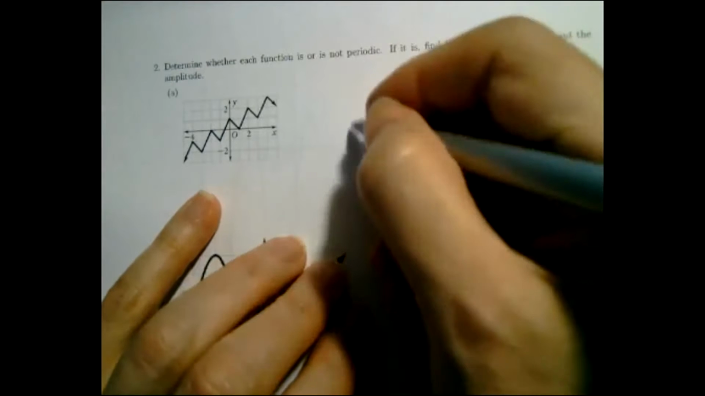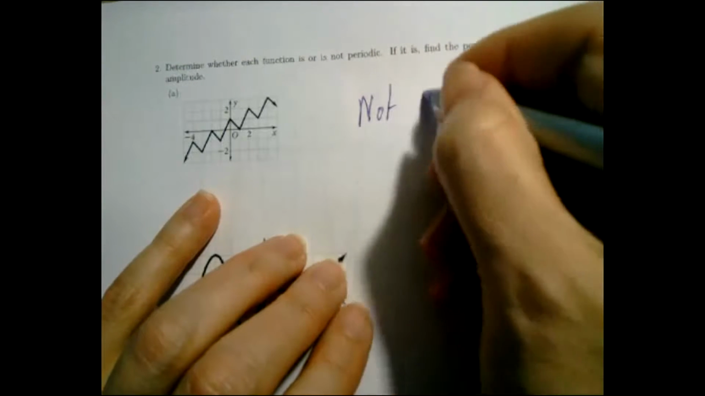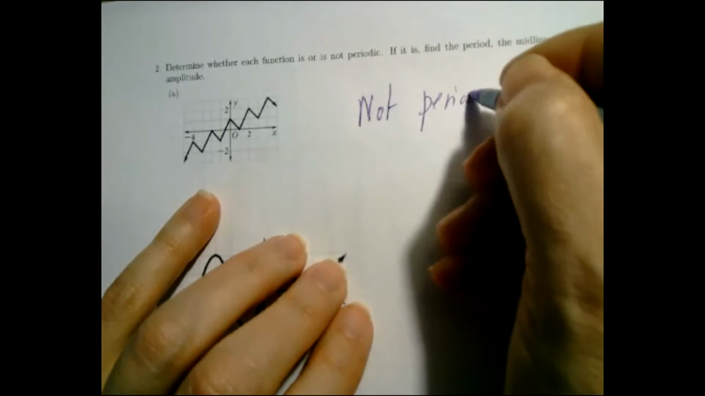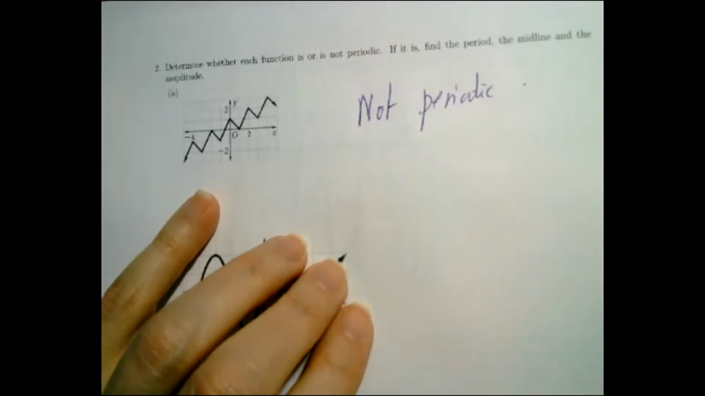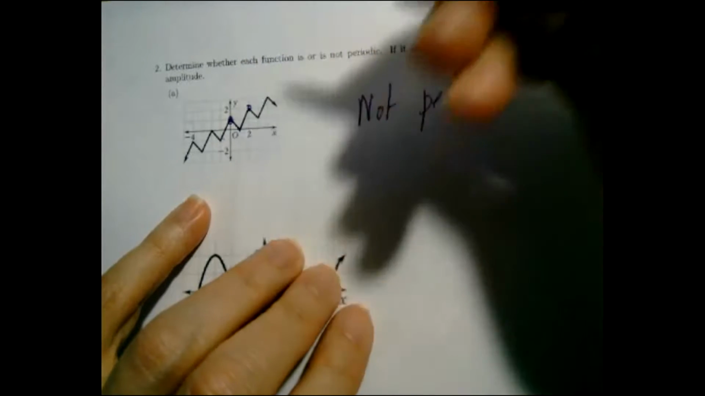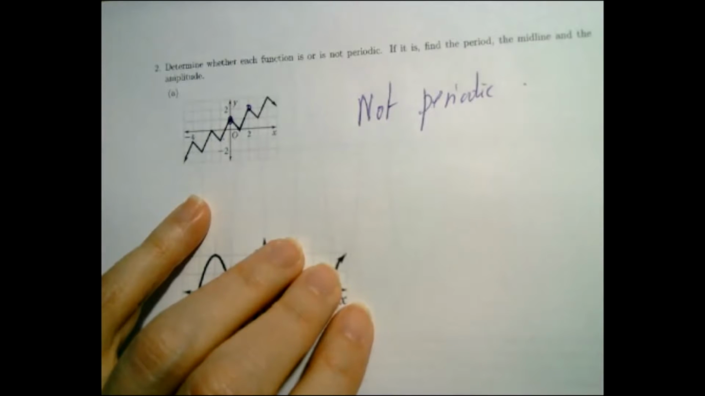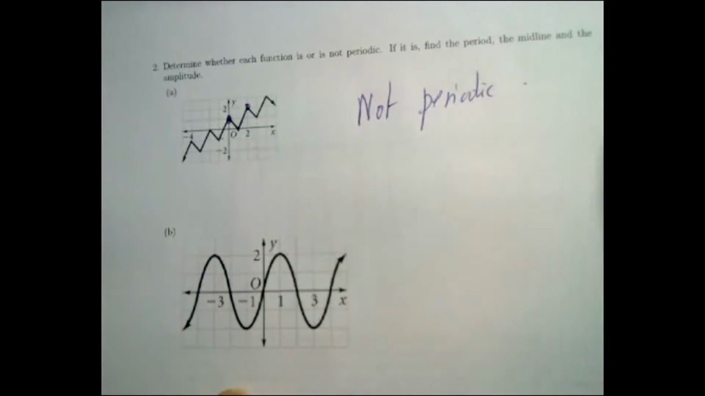So everybody tells me it's not periodic. Not periodic. The output values are not repeating themselves, even though they look the same. If I start here and go back here, the values are absolutely not repeating themselves. So this is not periodic.